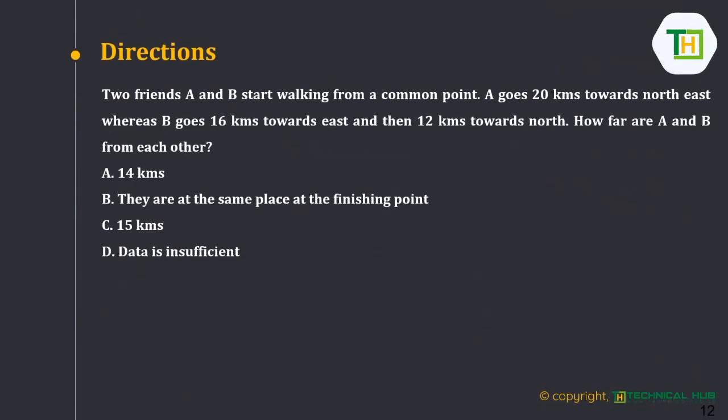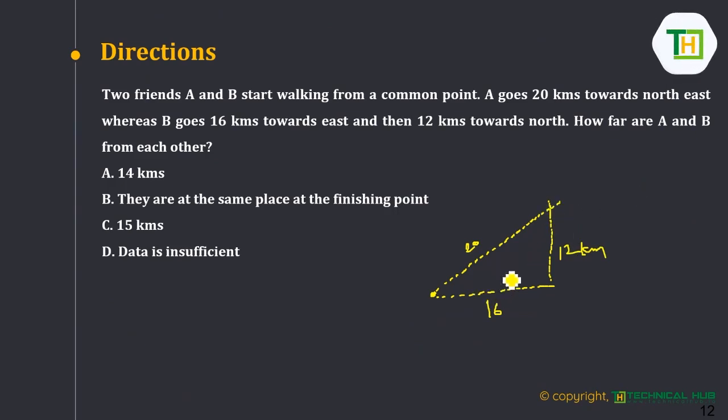Here, two friends A and B start walking from a common point. A goes 20 kilometers towards northeast. For example, this is the point where the two friends A and B started. So A moved towards the northeast for how many kilometers? 20 kilometers. From the same point B starts moving towards east. So B moved towards east for 16 kilometers here, and then from east he started moving towards north for 12 kilometers. So this is 12 kilometers here, and this is some 20 kilometers.